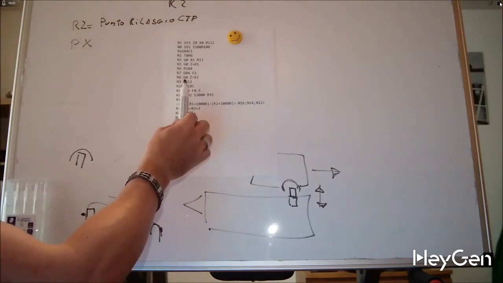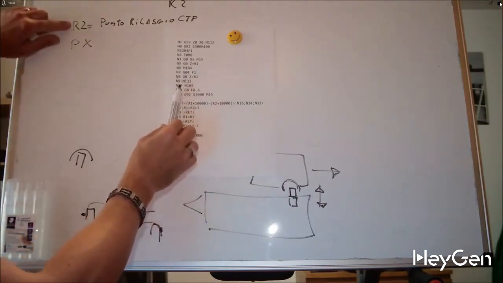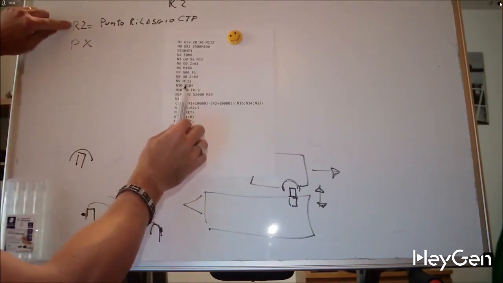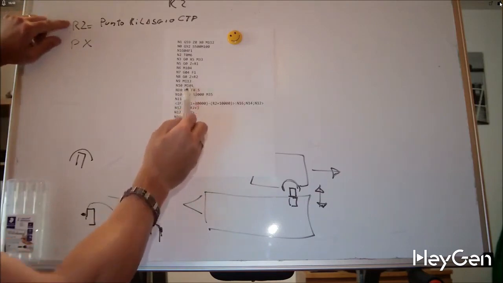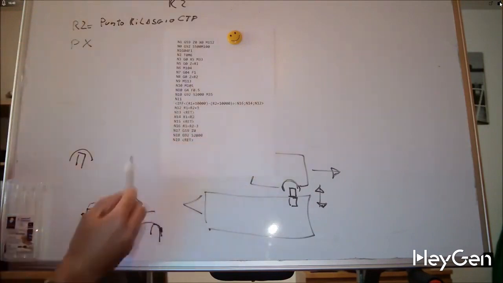Then go to G0, Z, R2. You see that R2 is the level where I want to bring my tailstock. It does whatever it's supposed to do. Unclips the peg. After that, he puts a conditional jump.